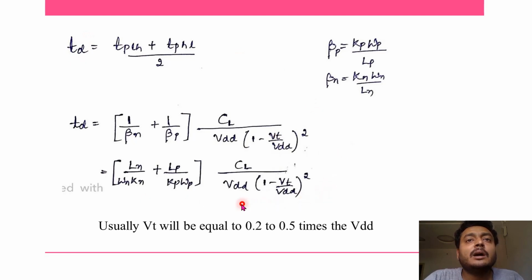Now, how can we reduce the delays? Delays depend on so many parameters. So how can we essentially reduce the delay of the inverter? One thing is I can just increase the width, right? We call it gate sizing. It's one of the methods we can use.